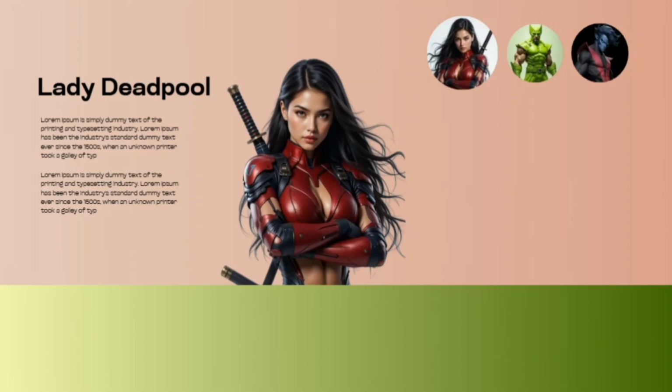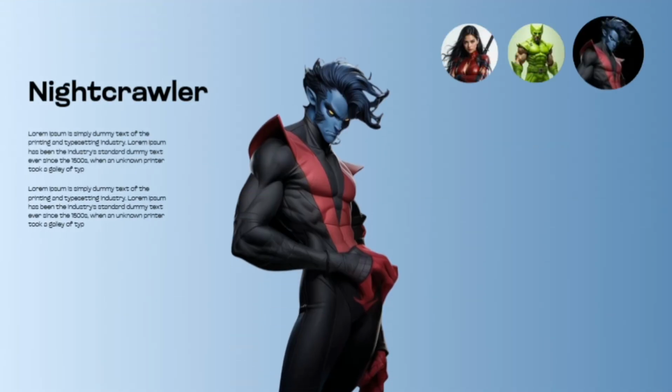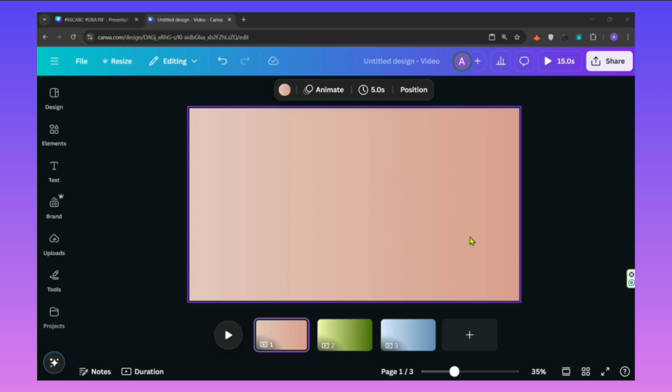In today's tutorial, we're learning how to make this cool animated slider effect in Canva. These are the color codes I applied to the backgrounds. We're starting with a blank canvas. I've already created 3 blank pages and applied a gradient background color to each.